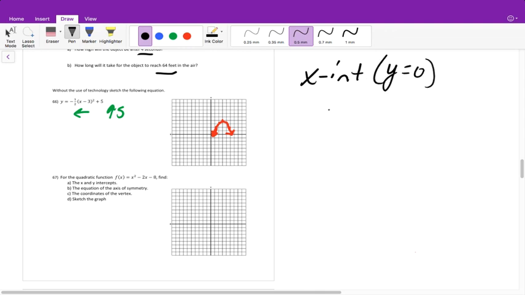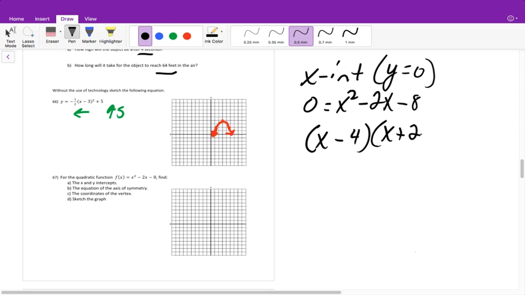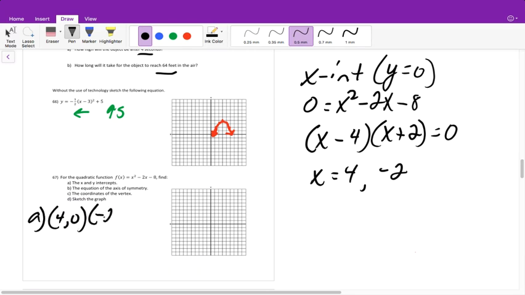So then our x-intercepts, it'll be 0 is equal to x squared minus 2x minus 8. You factor and solve. x minus 4 times x plus 2 is equal to 0. So that means our x-intercepts are at 4 and negative 2. So for A, I want your answer written as ordered pairs. So it'll be (4, 0) and (negative 2, 0).